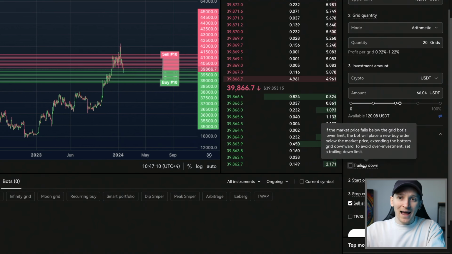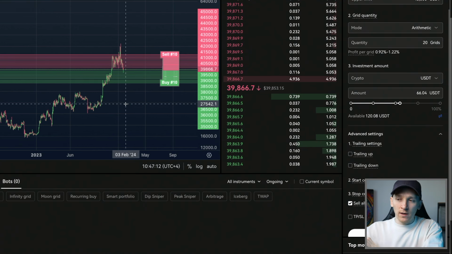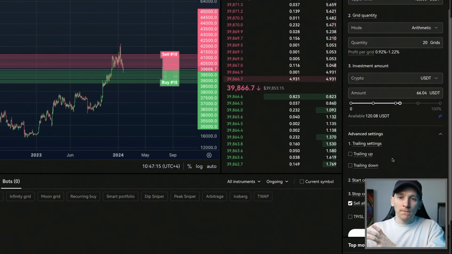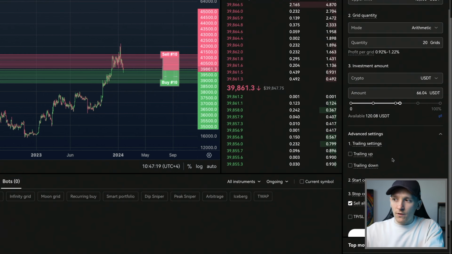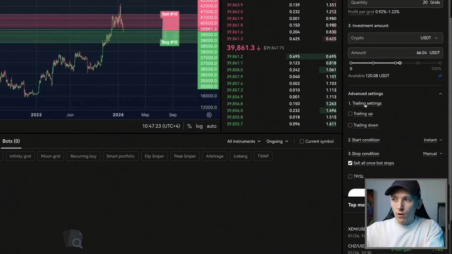You can also trail it down as well if you want, which is trailing down here. So this is a way to actually get rid of that thing where you have to spread out your capital over a much larger range. You can actually trail it with the same range. So you can put that on or off if you want.